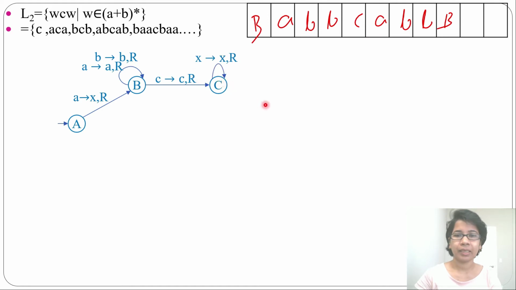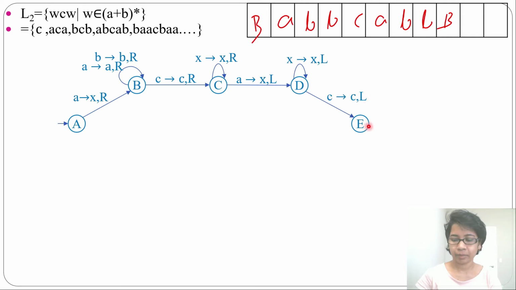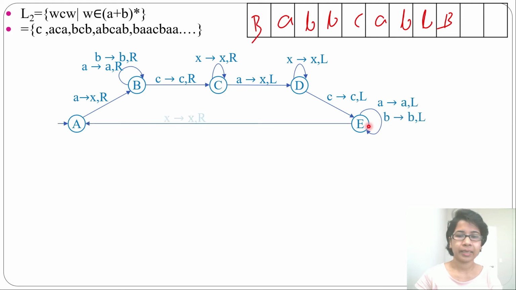Now it will see A. A will be X and it will move left. Then it may see some X, so X will be X and it will move left. Then it will see C. C will be C and it will move left. Now it may see some more A and B; for that it will simply move left. Now it will see X. When it sees X, X will be X and it will move right.